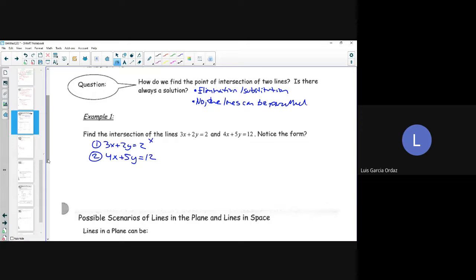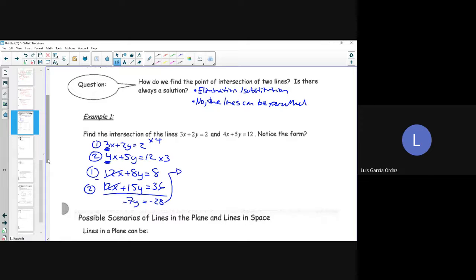Then I multiply equation 1 by 4, as 4 is the coefficient of x in the second one. And I'm going to multiply the second equation by 3, which is the coefficient of x in the first equation. So what I get is 12x plus 8y is equal to 8, and 12x plus 15y is equal to 36. So now I'm going to subtract. So these guys go. 8y minus 15y is negative 7y, and 8 minus 36 is negative 28.